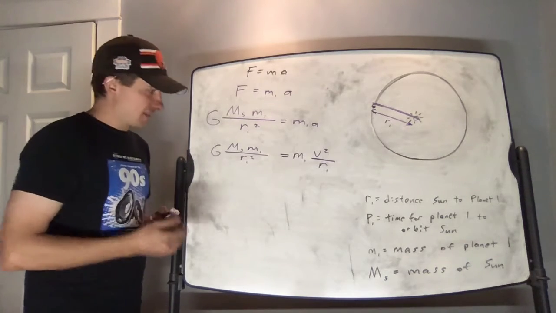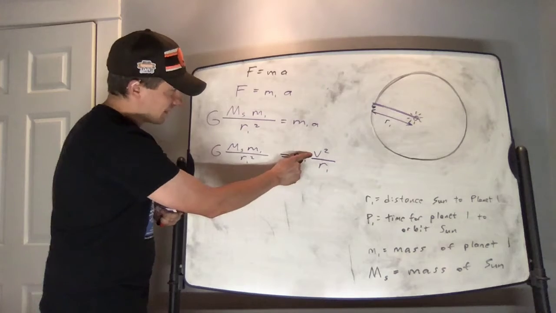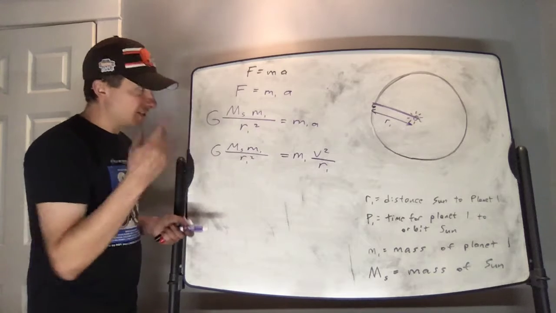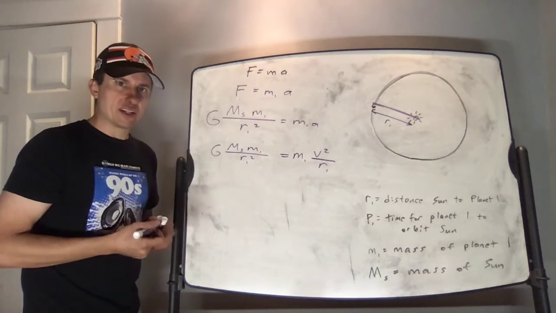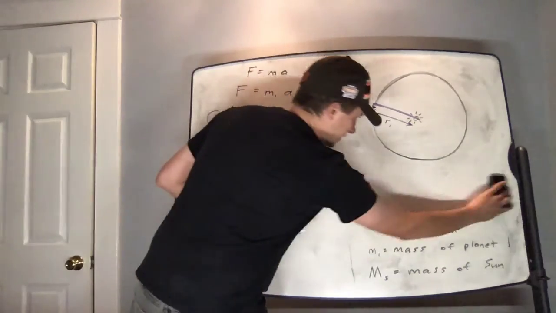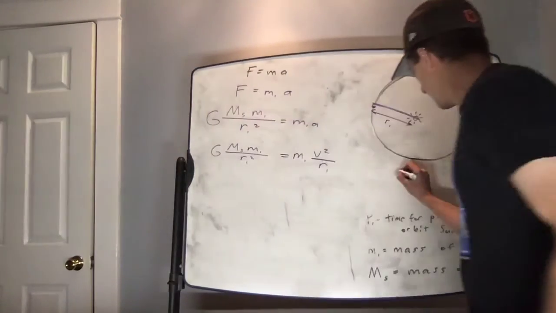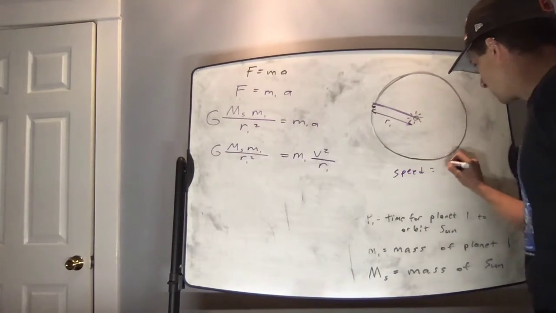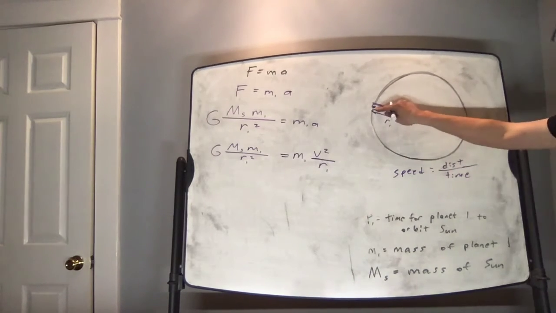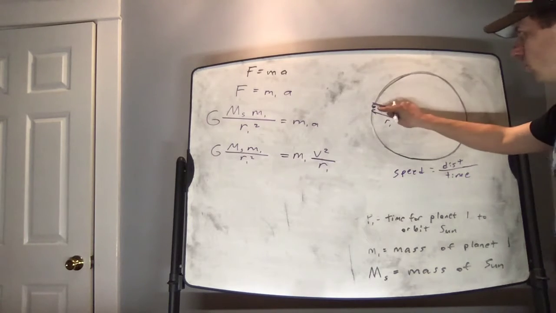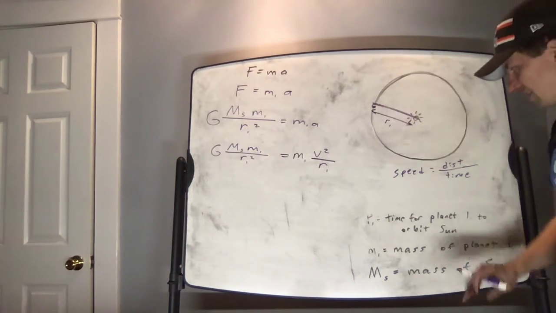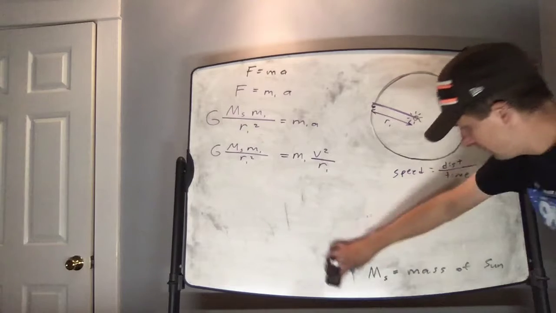What I am going to do next is think about this v. V is the speed that planet 1 is orbiting the sun. So let's think about what that means. What is speed? Speed is the distance you travel divided by the time you travel. So if I think of speed as being distance over time, well, if I begin here and I go around the sun once, the distance I traveled would be the circumference of a circle.